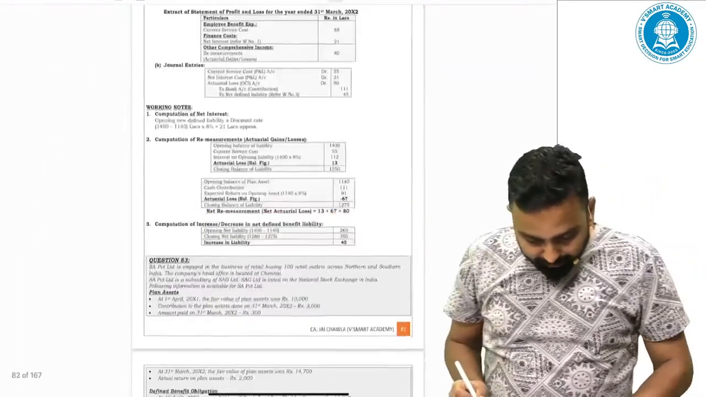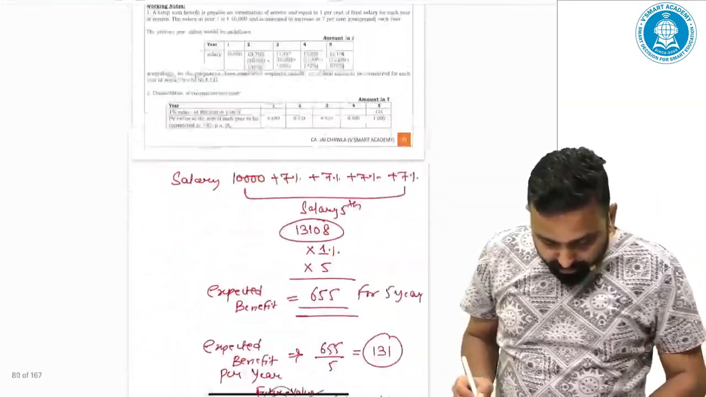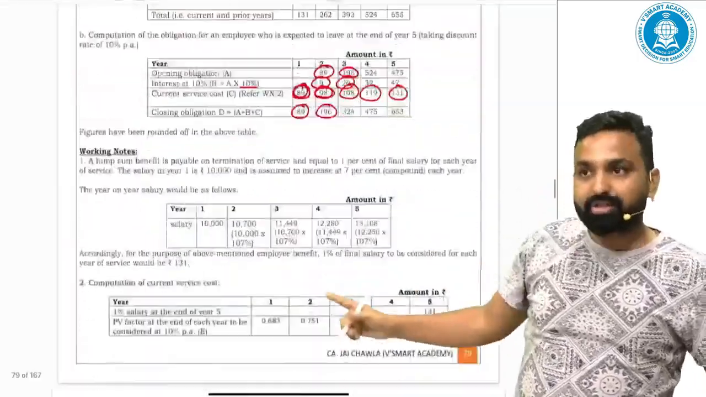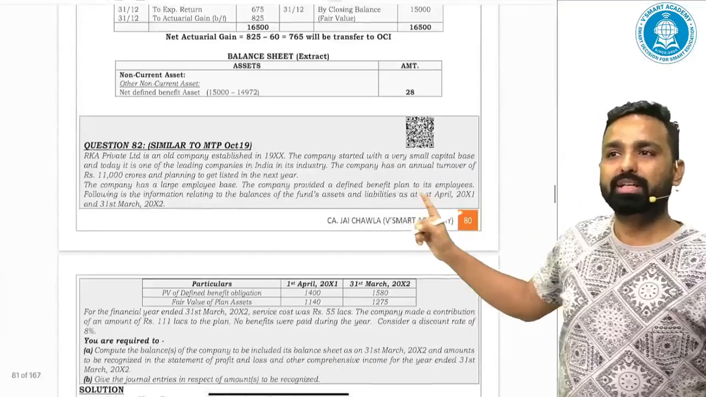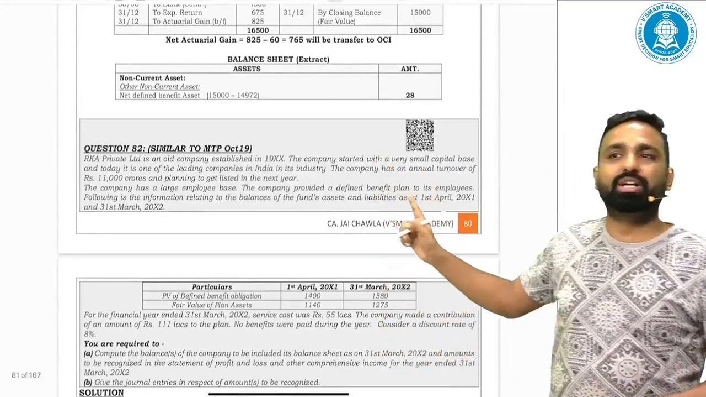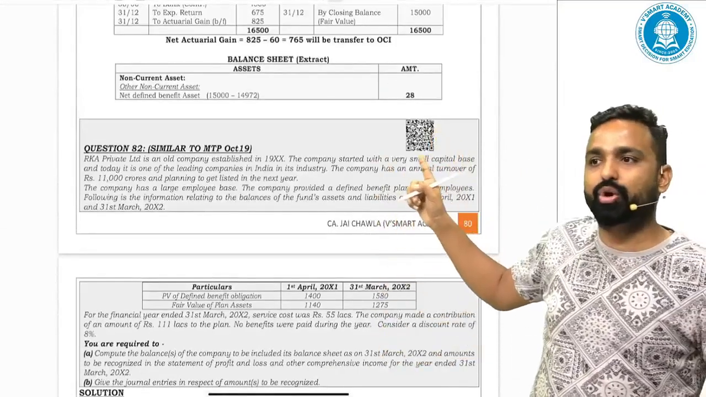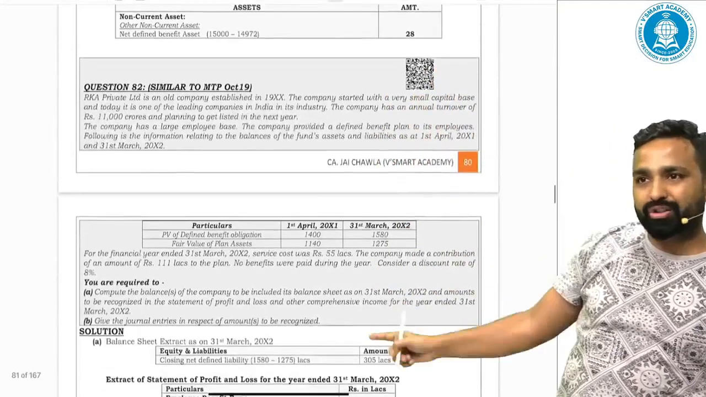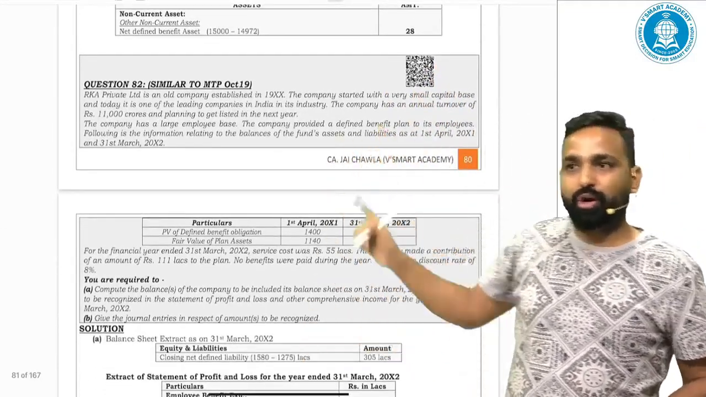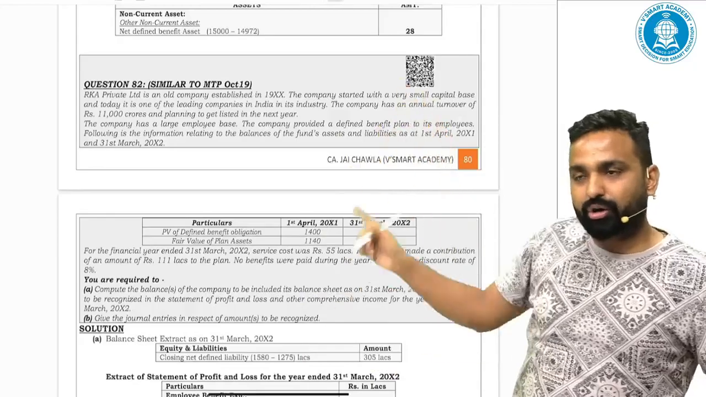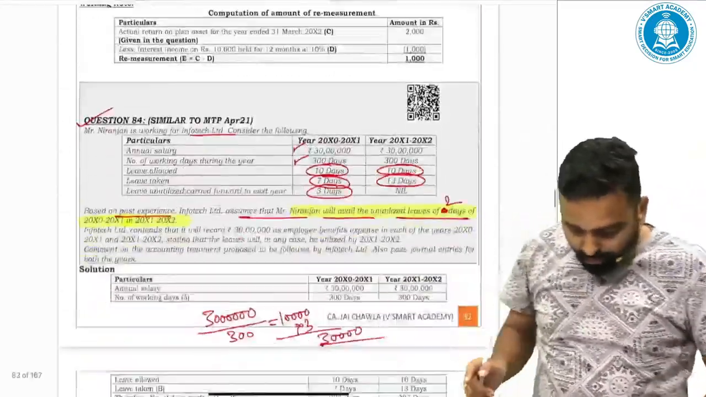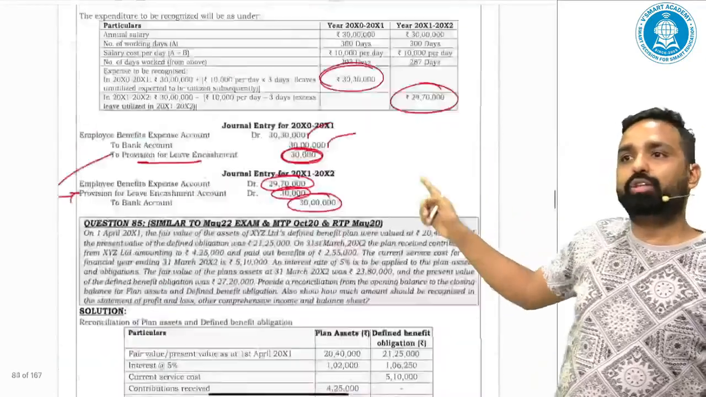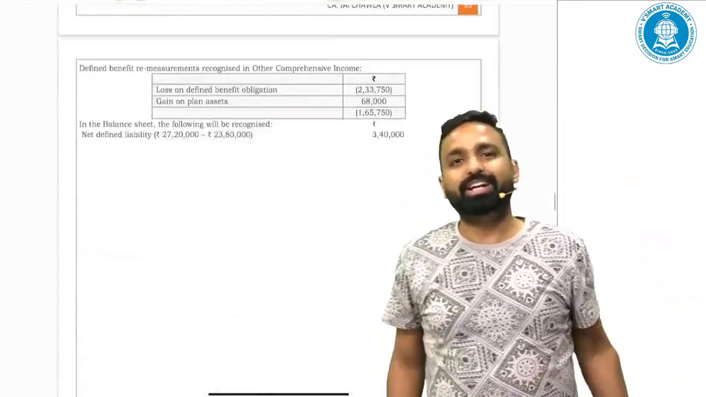Now guys, these are the most important questions which you should do by yourself. In some of the questions, there are QR codes also. That QR code means I have discussed this question, and when you scan this QR code, you will get the entire video on this question. If you want me to discuss a question, you can just scan this QR code. So do all these questions and complete your IND AS 19.